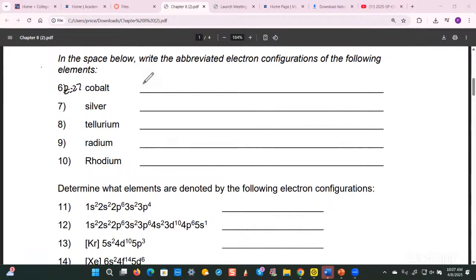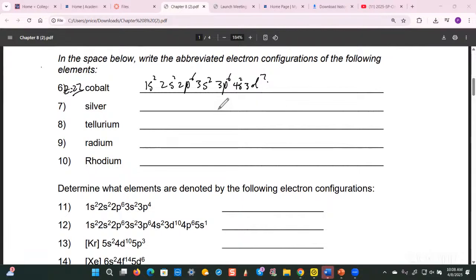The first orbital will be what? 1s2, right? The next one is 2s2. The next one is 2p6. The next one is 3s2. And the next one is 3p6. And then what? 4s2, so that's 20. Remember it's 27, so it'd be 3d7. Exactly. That would be the full electronic configuration for cobalt.